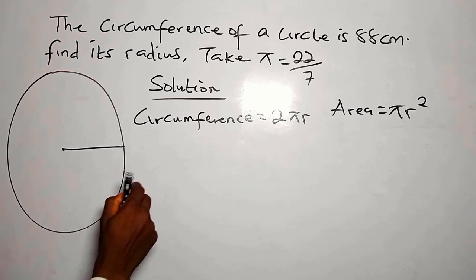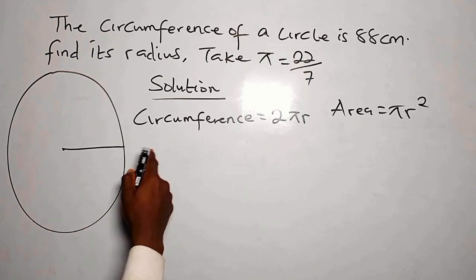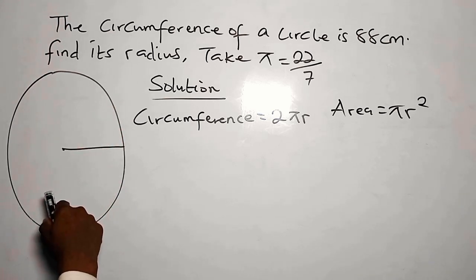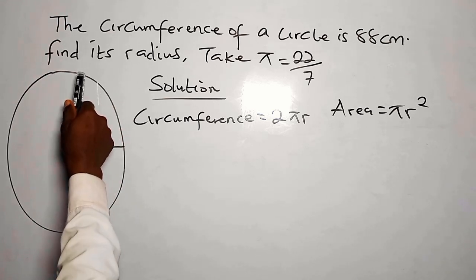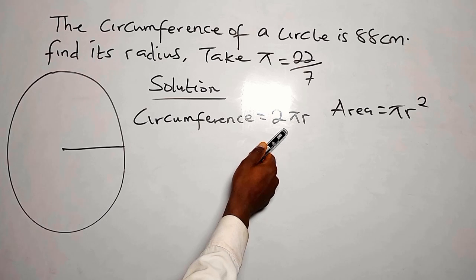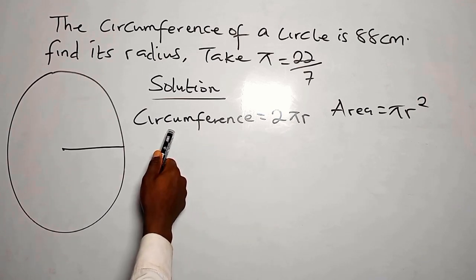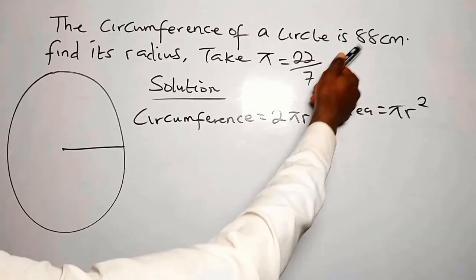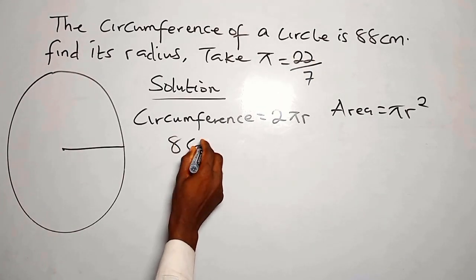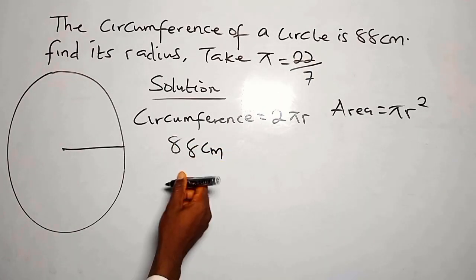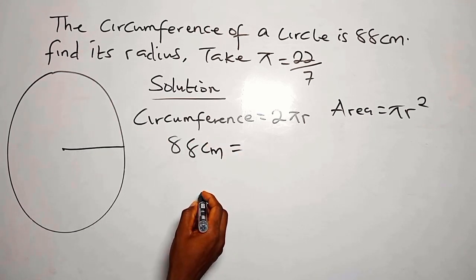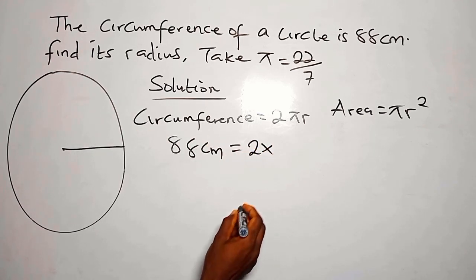So the circumference or perimeter of a circle is just the total distance around a circle. In the question, we are asked to determine the radius of the circle when the circumference is 88 centimeters. So let us replace this with 88. We have 88 centimeters, which is the circumference of the circle in the question, equals 2 times.